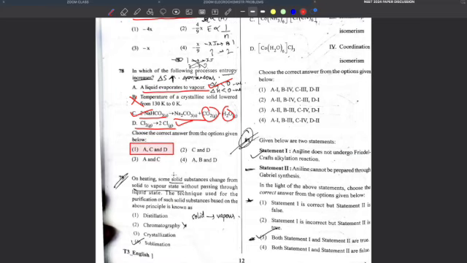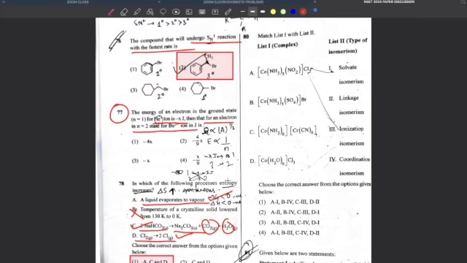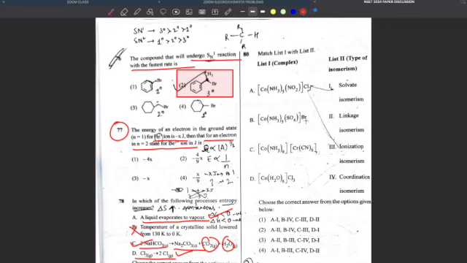Right. So next one, on heating, some solid substances change from solid to vapor without passing through a liquid state. The technique used for this process or substance based on the above principle is the sublimation process. Basic question hai. Right. Next one, match the following.